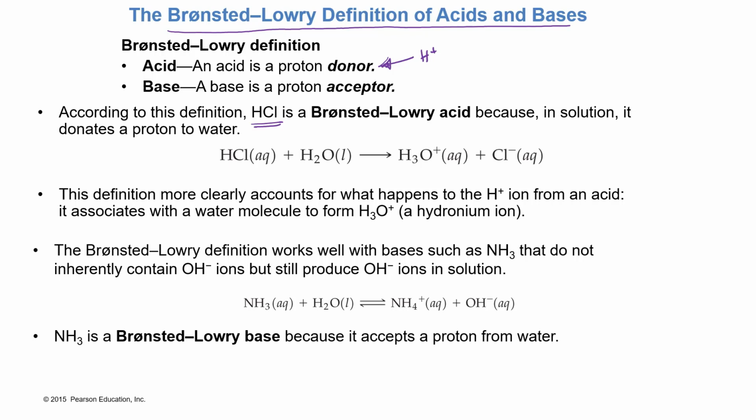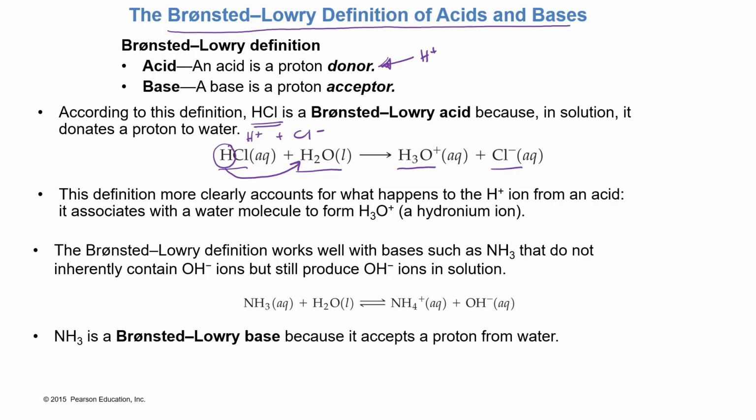If we have HCl and we put it in water, the HCl dissociates completely, like we talked about before, and the H attaches to water, and the chloride is left behind. So this loses the H to the water, and we get hydronium and chloride. That definition clearly shows what happens to the proton and how it associates with a water molecule to form hydronium.